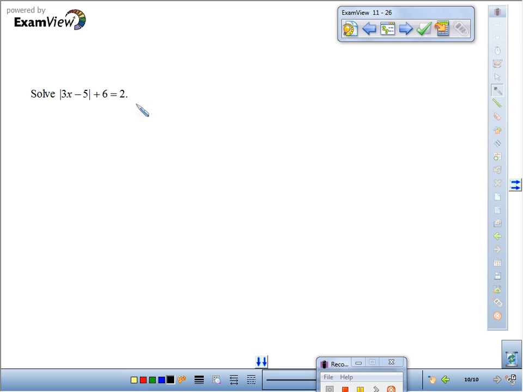We have absolute value 3x minus 5, close the absolute value, plus 6 equals 2. Step 1, do we have anything outside the absolute value? The plus 6. So what is the opposite? Subtract 6 from each side. We cancel. We're left with absolute value 3x minus 5 equals what? What is 2 minus 6? -4.